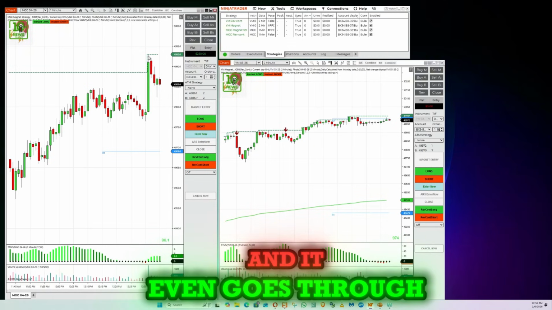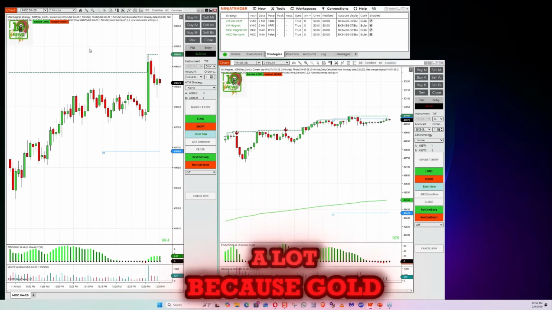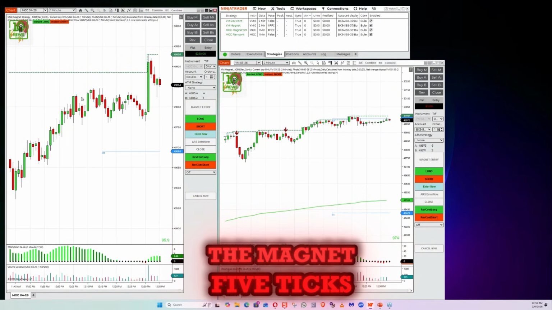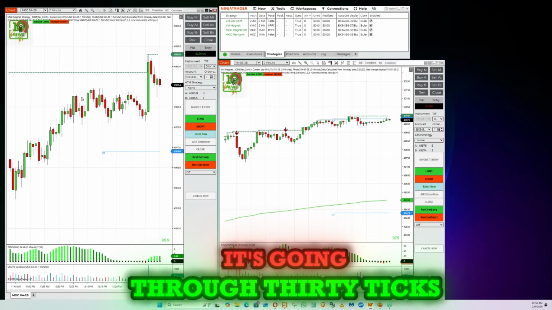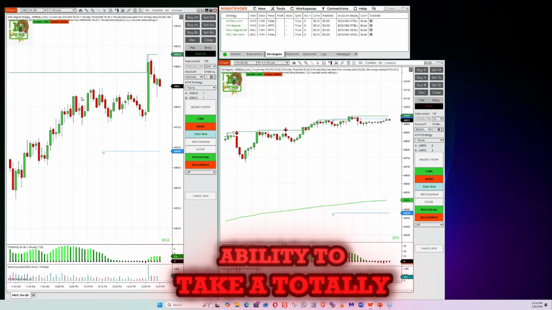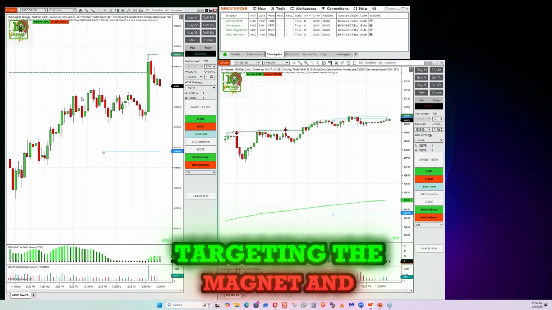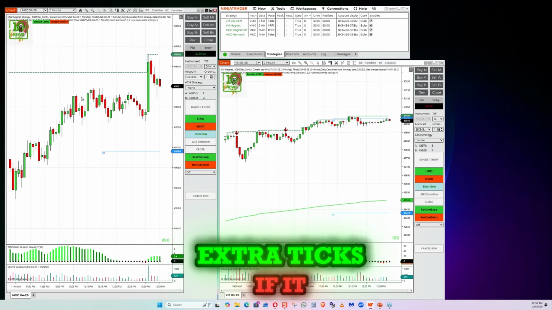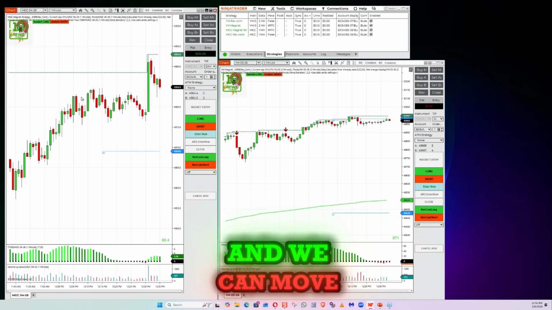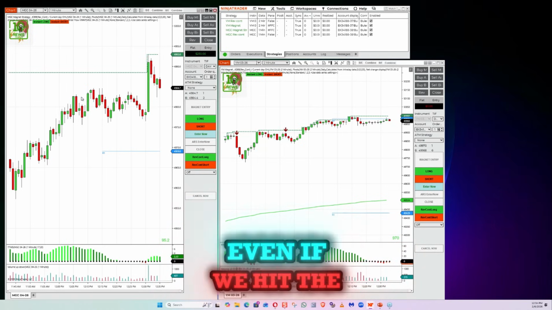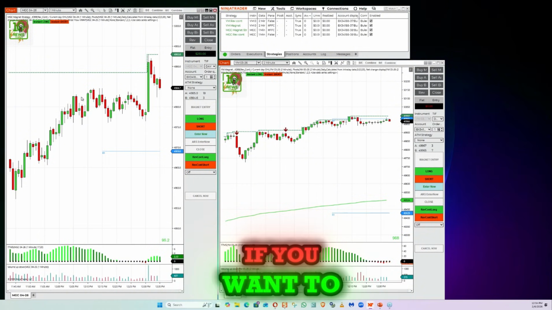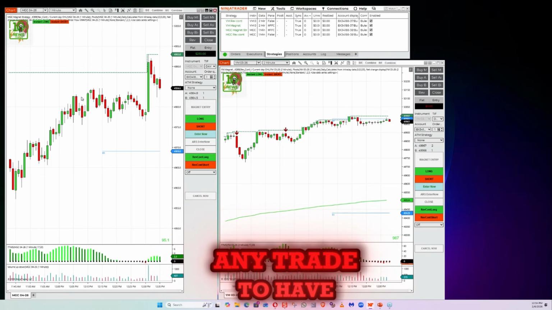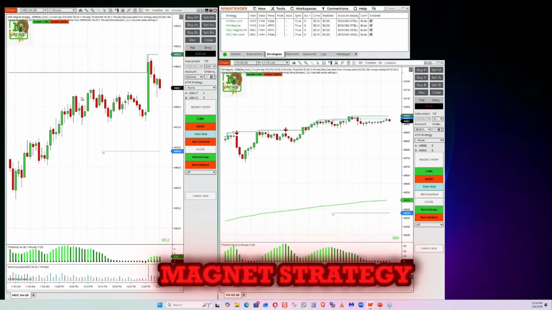And it even goes through. And it goes through a lot because gold is so volatile these days. It's not going through the magnet 5 ticks. It's going through 30 ticks. So we have the ability to take a totally normal trade, targeting the magnet and having another position for extra ticks if it goes through the magnet. And we can move our stop to break even if we hit the first target if you want to. All of the trade management features that you would expect any trade to have are part of our magnet strategy.